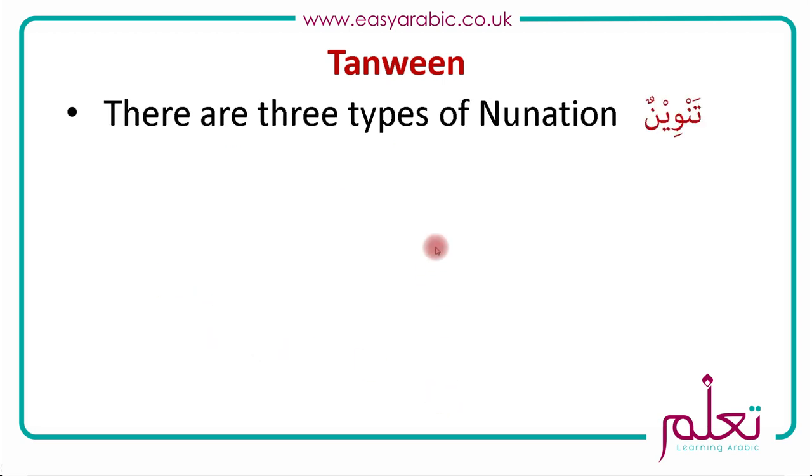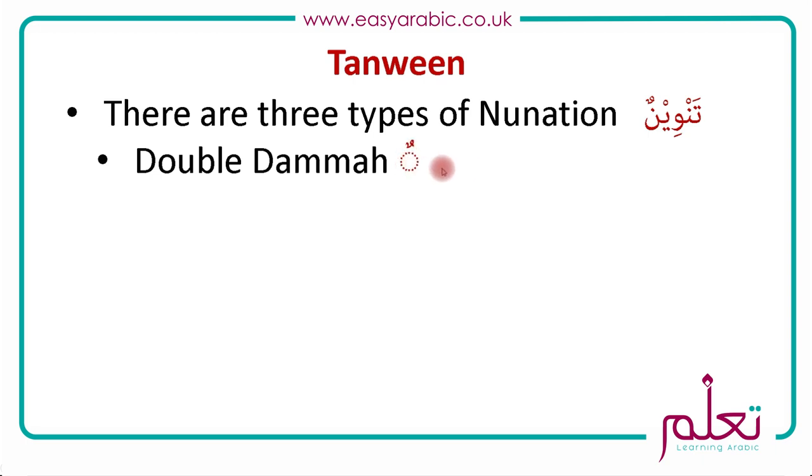The three types of nunation or tanween, as we've just seen, are the double dhamma, which is like this. It can be written three different ways, I'll show you. Then the double fatha. The double dhamma is called dhammatain.